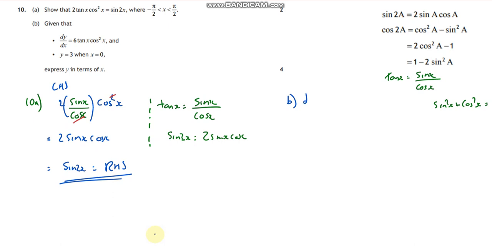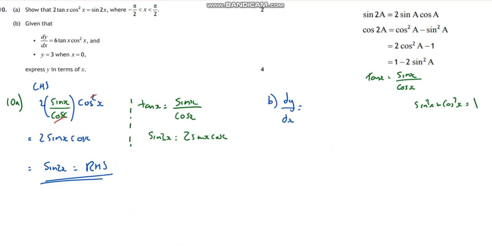So I'm saying that dy by dx, I can already see me running out of space. I hate when this happens. I'm just going to take them out. Yeah, so dy by dx is equal to 6 tan x cos squared x. Okay. Very good. And I'm going to try to express that in terms of y. So I'll need to integrate that with respect to x.